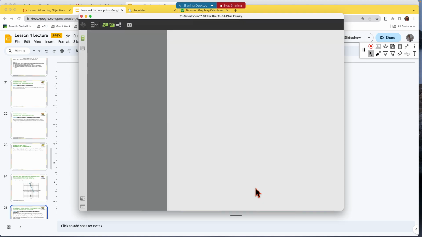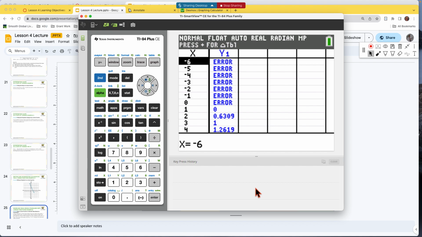I'm sure somewhere along the line something's going to blow up between running all these apps. Let's see. Okay, there we go.